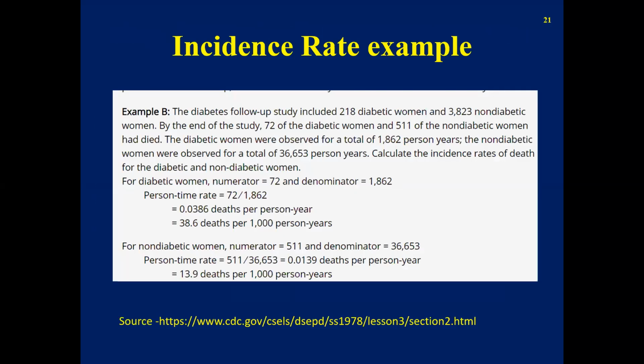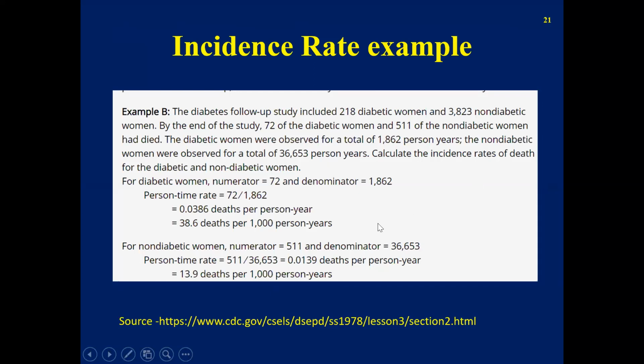So let's look at this example. Here in a diabetic study, there were 218 women who were diabetic, and 3,823 women who were non-diabetic. And by the end of the study, 72 of the diabetic women and 511 of the non-diabetic women had died. So the diabetic women were observed for a total duration of 1,862 person years. And the non-diabetic women were followed up for 36,653 person years.